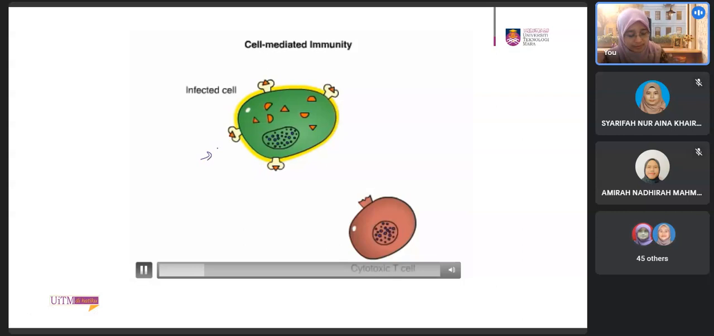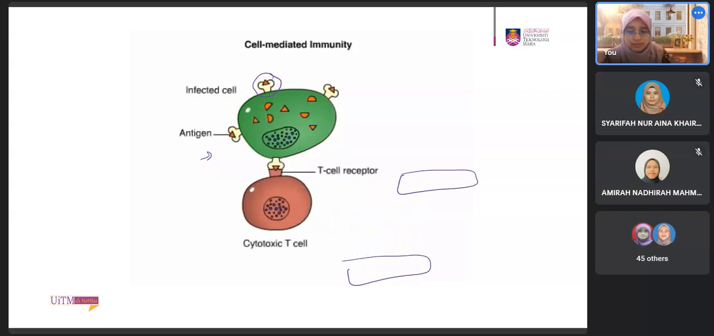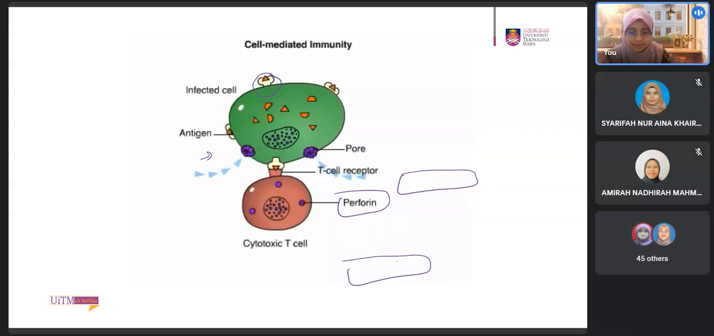So this is the infected body cell, presenting the antigen fragment using class 1. Okay. And then comes along the cytotoxic T cell with the T cell receptor, which binds with the infected body cell. Okay, once you have the interaction between the infected cell and the cytotoxic T cell, it secretes one, perforin, and the other one is granzyme. So perforin is to form pores. Okay, form pores. And then another molecule which is granzyme.